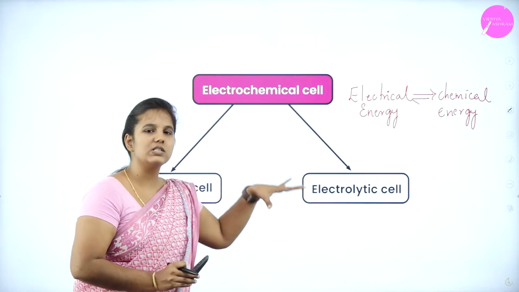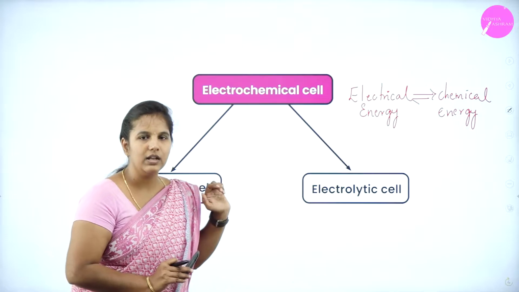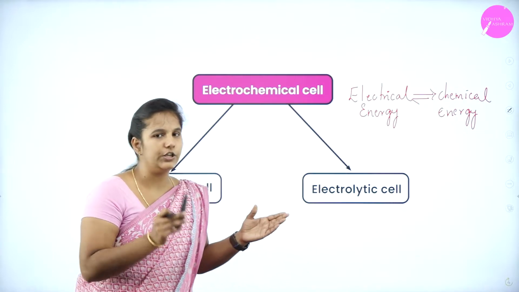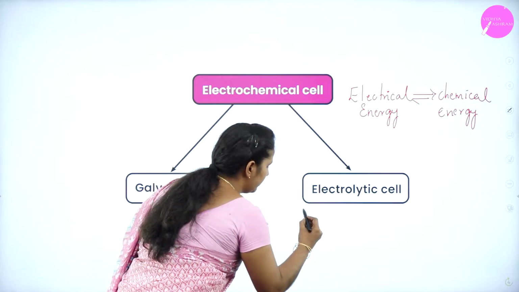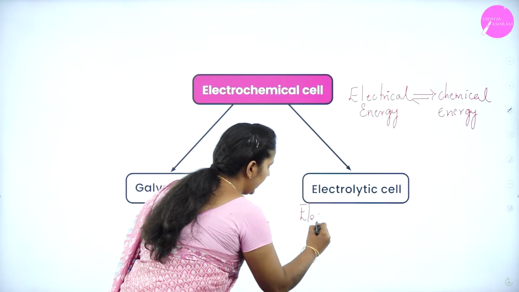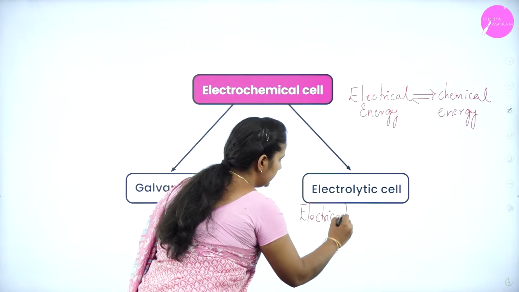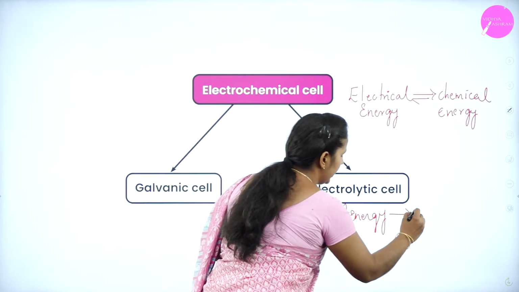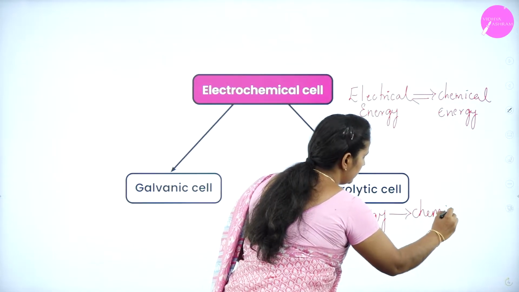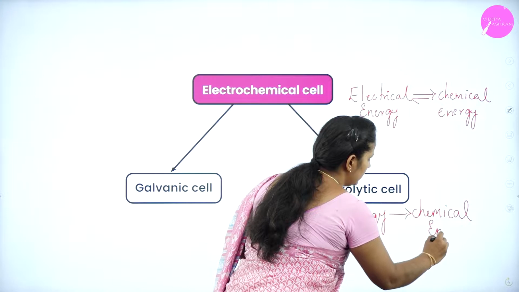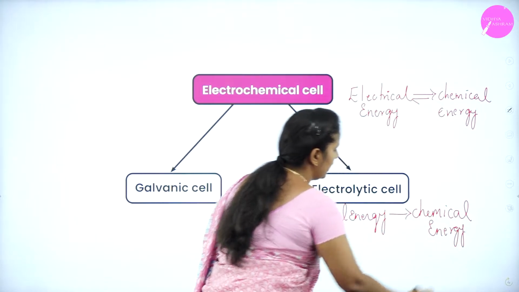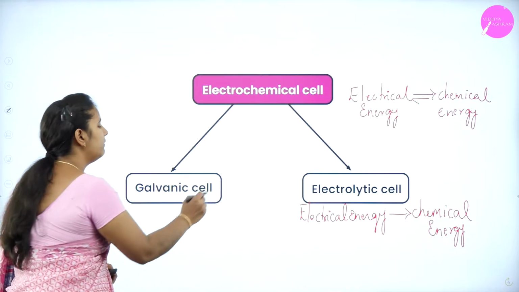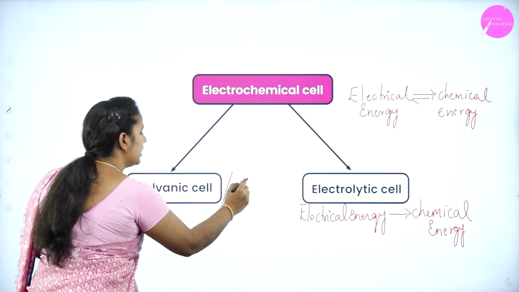Already in our previous classes, we have understood about the electrolytic cell, right? So, what is the electrolytic cell? It is a cell which converts electrical energy into chemical energy. Today we are going to discuss more about the galvanic cell, which is also known as the voltaic cell.